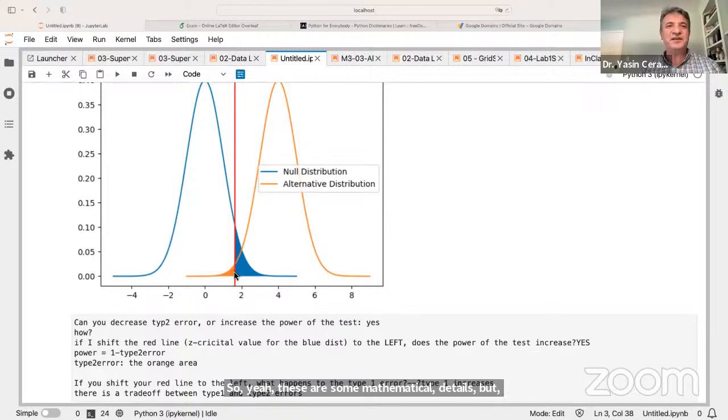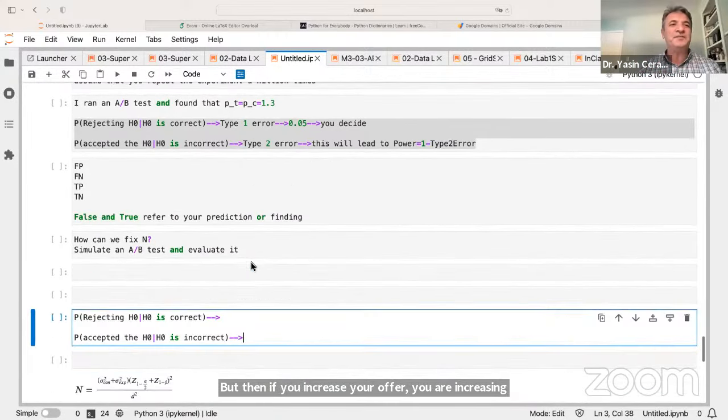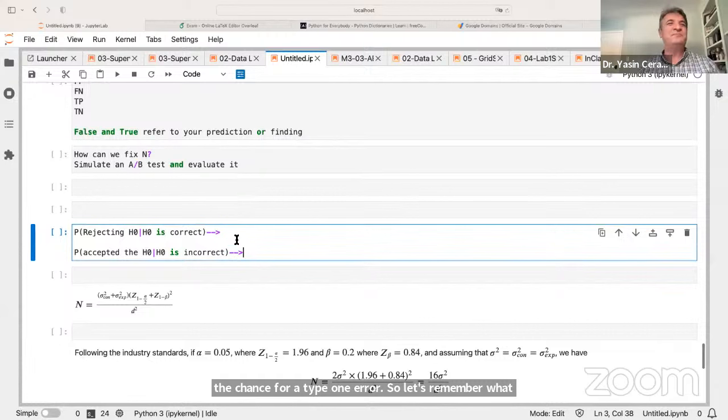If you remember, we said if you want to reduce beta, in other words, increase the power of your test. Remember, power is 1 minus beta. To increase power of your test, you need to increase your alpha. But then if you increase your alpha, you are increasing the chance for a type 1 error. So let's remember what type 1 and type 2 error were corresponding to.